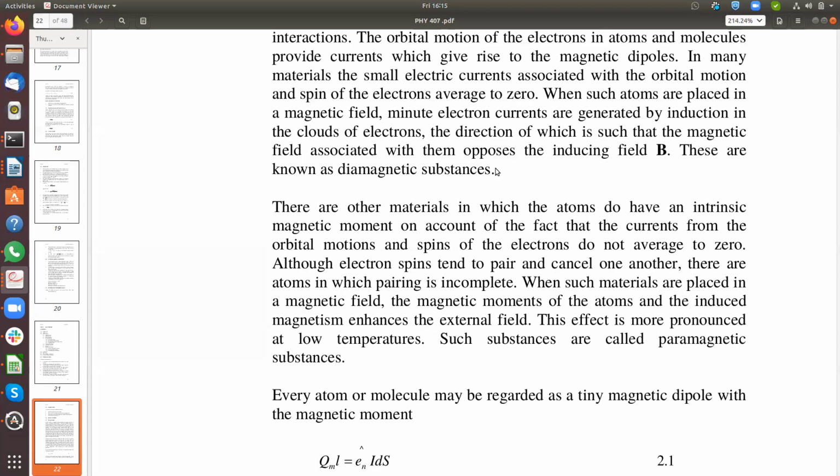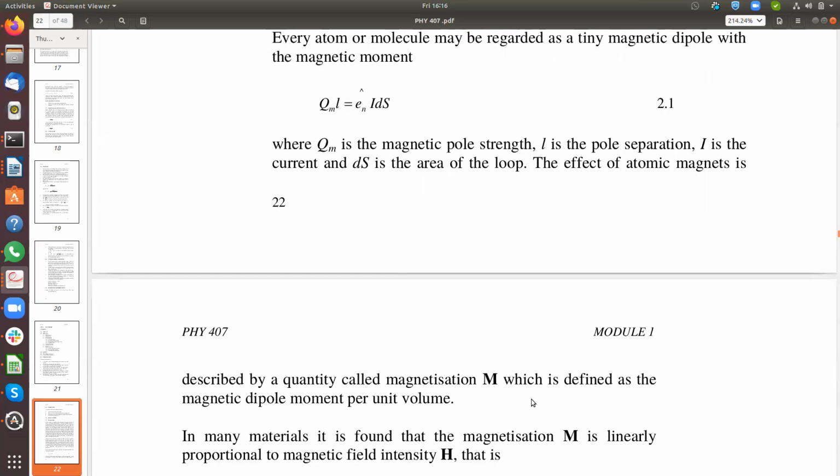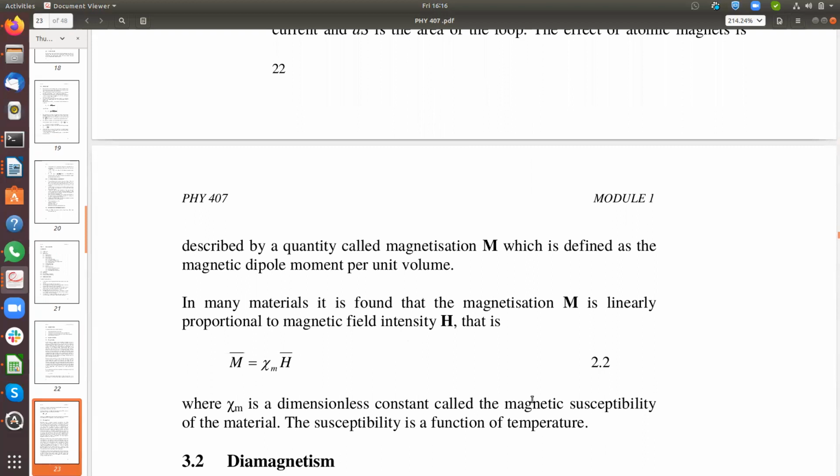Is that taken? So every atom or molecule may be regarded as a tiny magnetic dipole with the magnetic moment given by equation 2.1, where Qm is the magnetic pole strength, L is the pole separation, I is the current, and S is the area of the loop. So the effect of atomic magnets is described by the quantity called magnetization, M, which is defined as the magnetic dipole moment per unit volume. Please take note of this definition. Somebody can ask you to define magnetization.